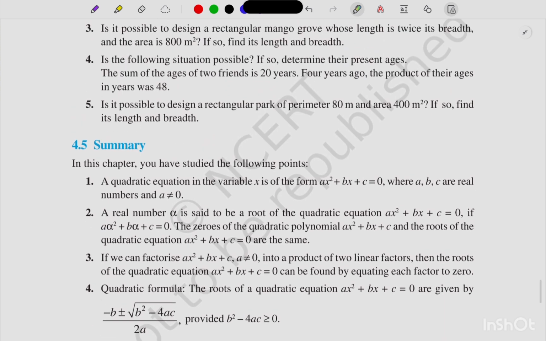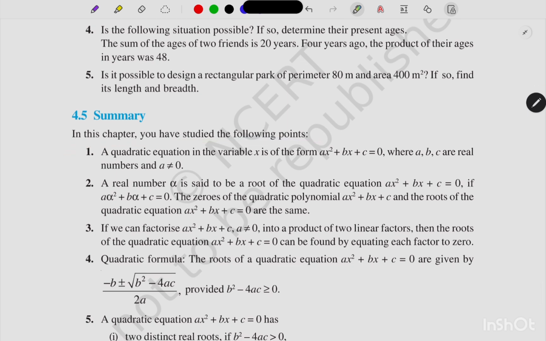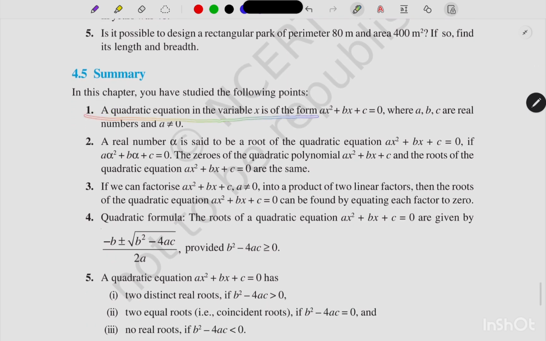Okay, so let's also check the summary. In this chapter you have studied the following points. A quadratic equation in the variable x is of the form ax square plus bx plus c, where a, b and c are real and a not equal to 0. A real number alpha is said to be the root of a quadratic equation ax square plus bx plus c is equal to 0 if a alpha square plus b alpha plus c is equal to 0. The zeros of the quadratic polynomial ax square plus bx plus c and the roots of the quadratic equation ax square plus bx plus c is equal to 0 are the same.